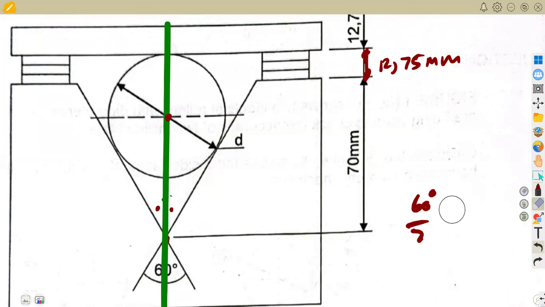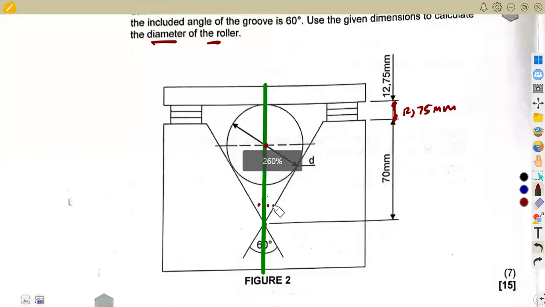So what does it mean? It means that the angle on each side is going to be 30 degrees. The angle on this part is 30 degrees, and on this side we're also going to have 30 degrees. That is what it means.